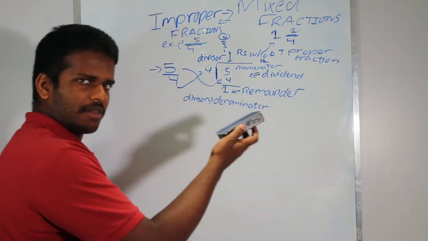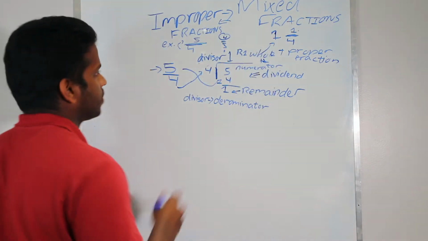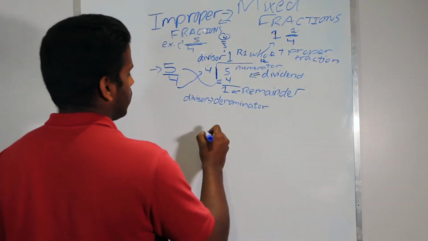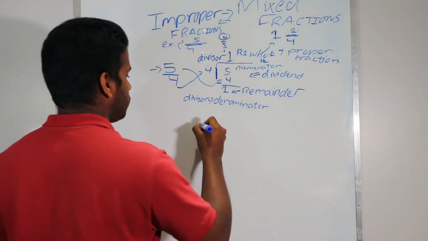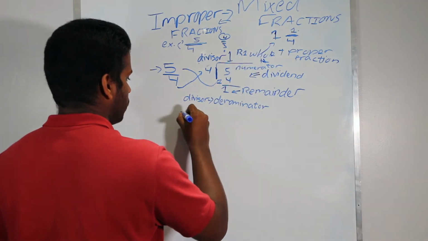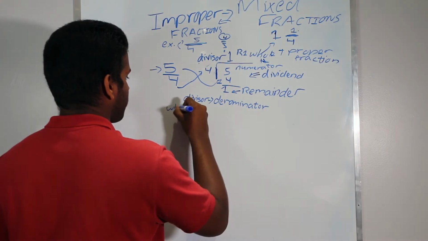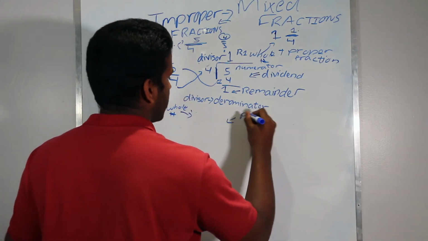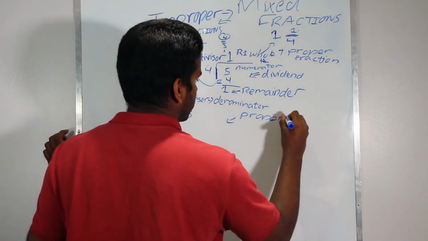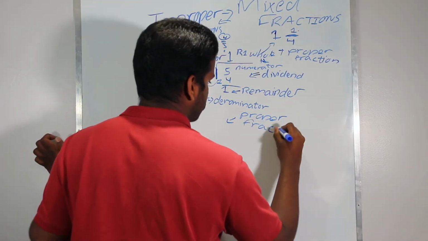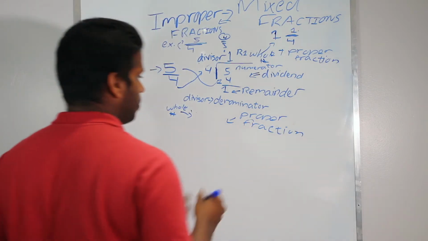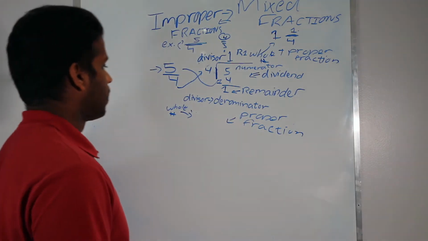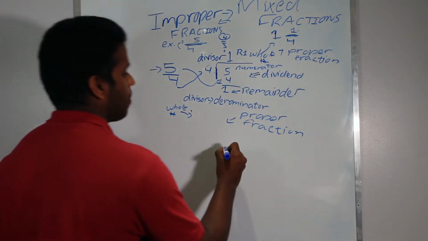So what does this have to do with mixed fractions? You'll see right here. In mixed fractions, you will have a whole number and a proper fraction beside it, combined. That is why it is called a mixed fraction. It's mixed with a whole number and a proper fraction. So what would be our proper fraction?